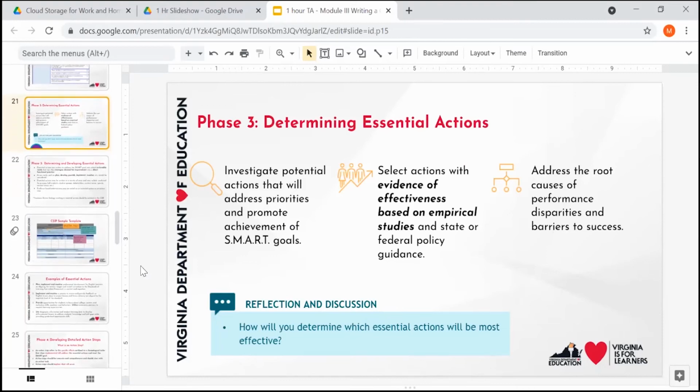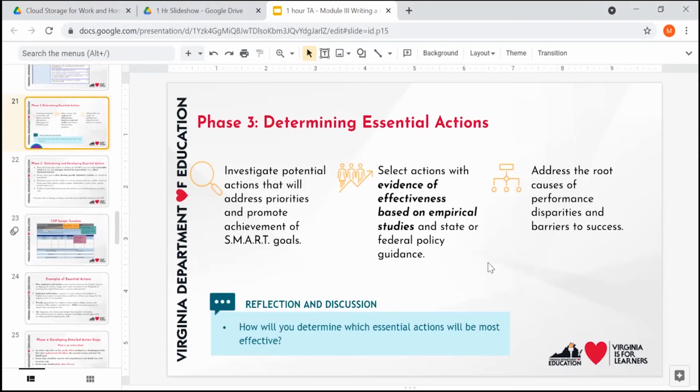So some things to consider with essential action, right? You're investigating potential actions that will address priorities and promote achievement of SMART goals, right? So back to that SMART goal, that's the goal we want to get to. How are we going to get there? Select actions with evidence of effectiveness based on empirical studies and state or federal policy guidance.